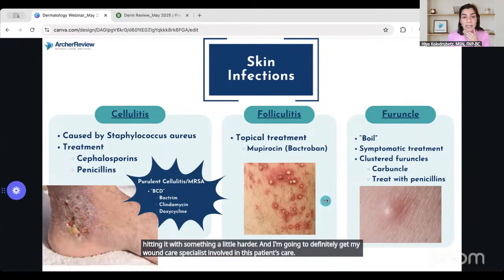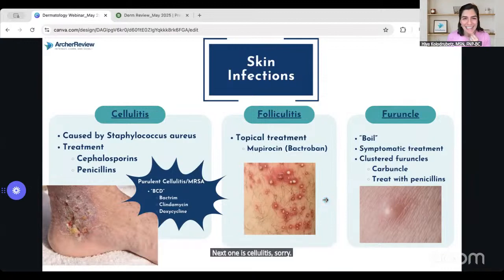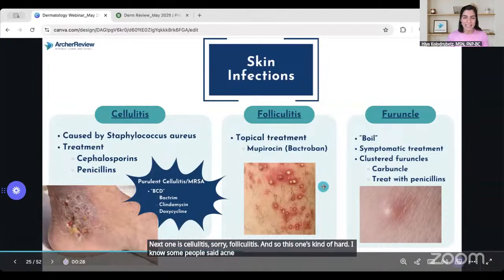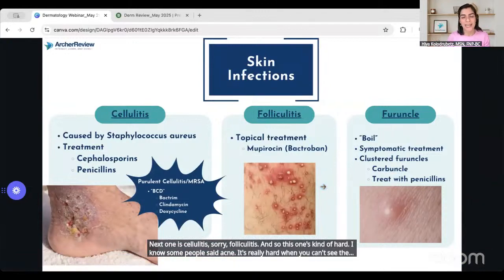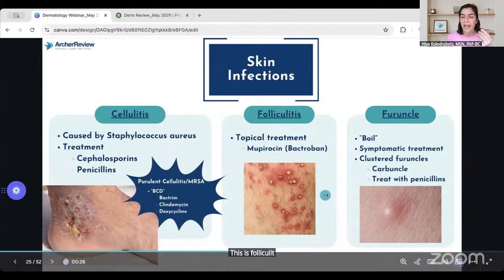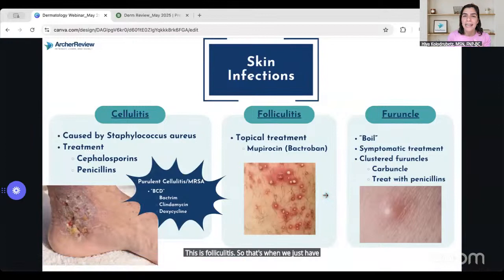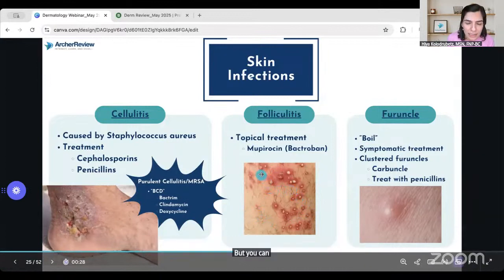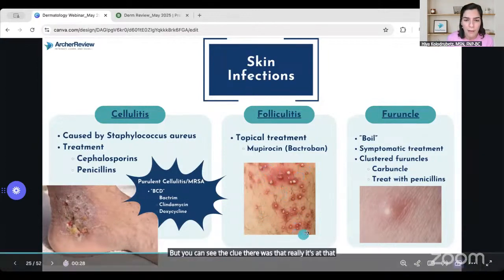Next one is folliculitis. And so this one's kind of hard. I know some people said acne. It's really hard when you can't see the whole picture of the whole patient, right? So you're not the first one to think severe acne. This is folliculitis. So that's when we just have those hair follicles infected, right? And typically we'll use some topical Bactroban on this. But you can see the clue there was that it's really at the root of those hair follicles.